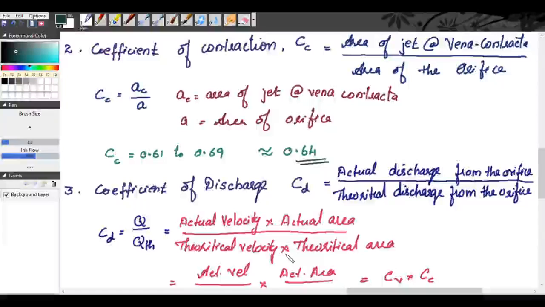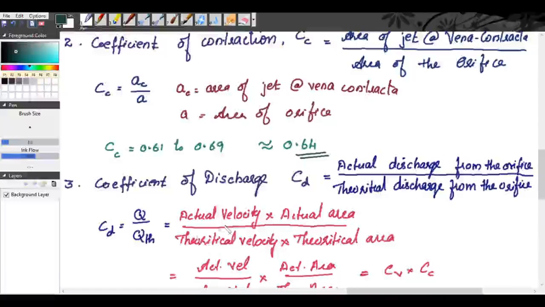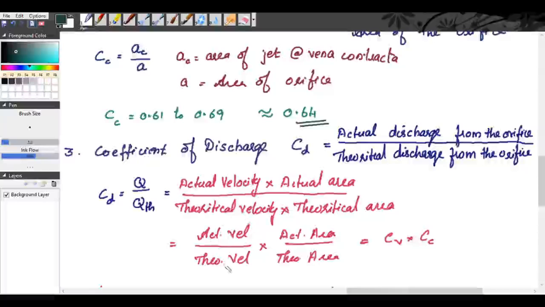Similarly, for the coefficient of discharge also, it is the smaller discharge by the larger discharge. The theoretical is always larger, and the actual is always smaller. So the coefficient of discharge Cd is defined as the ratio of the actual discharge from the orifice to the theoretical discharge from the orifice. So Cd is Q actual by Q theoretical. Q actual is nothing but actual velocity into actual area, and Q theoretical is theoretical velocity into theoretical area. So you can write it separately: actual velocity by theoretical velocity multiplied by actual area by theoretical area.